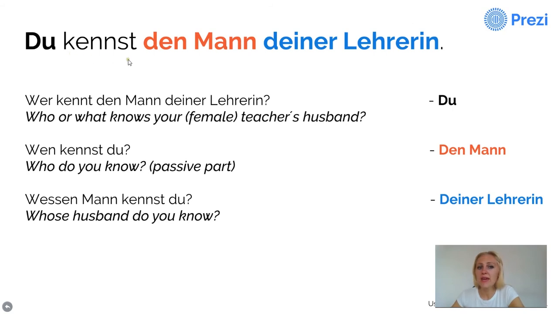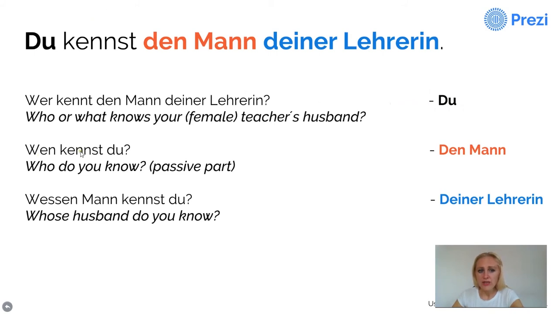So here we have the verb kennen. Kennen should be for you by now a signal word, so you recognize that it is an accusative verb. Whoever we know is always the accusative object in the sentence. Okay, so here the first case question is the nominative case question. So it's wer kennt den Mann deiner Lehrerin, right? Who or what knows your female teacher's husband? Also wer kennt den Mann deiner Lehrerin? The answer is du. So du here is the nominative object. Okay, du the subject in the sentence.